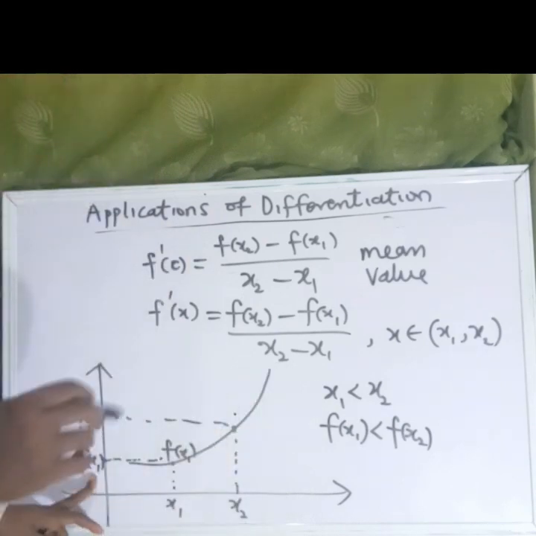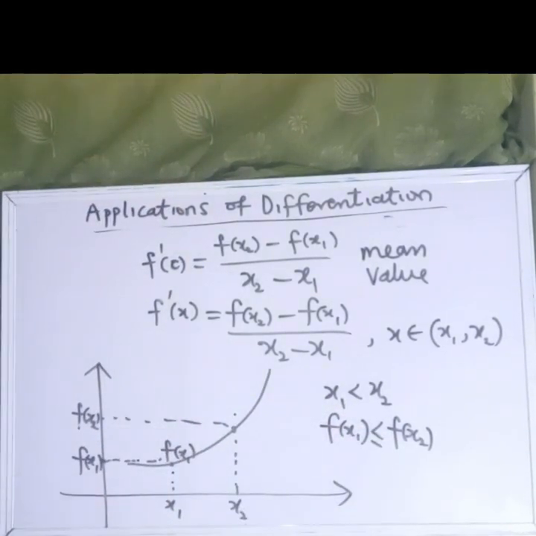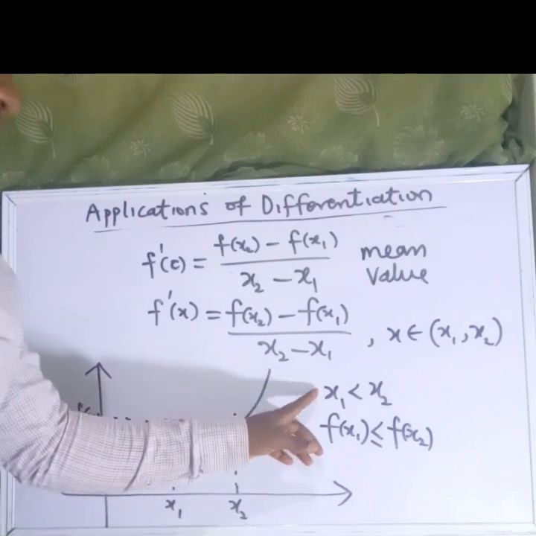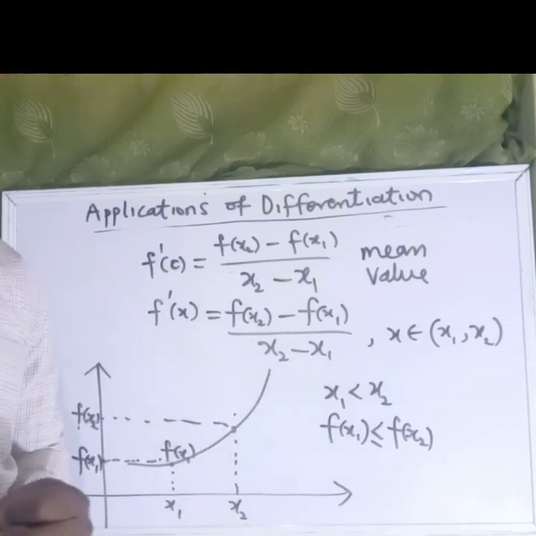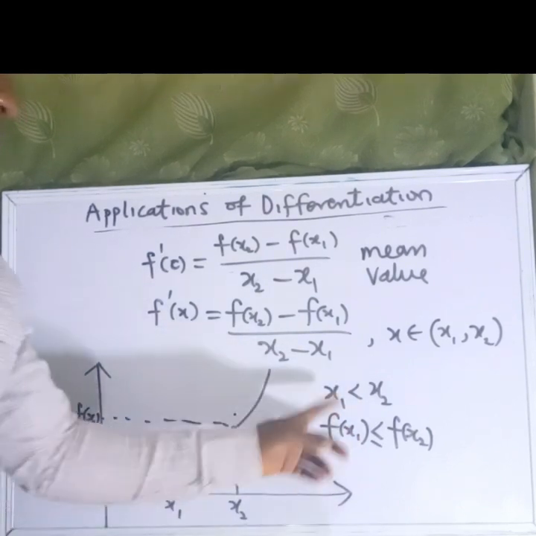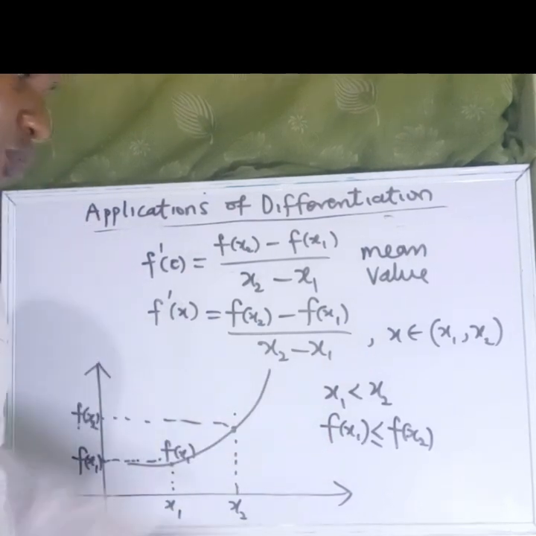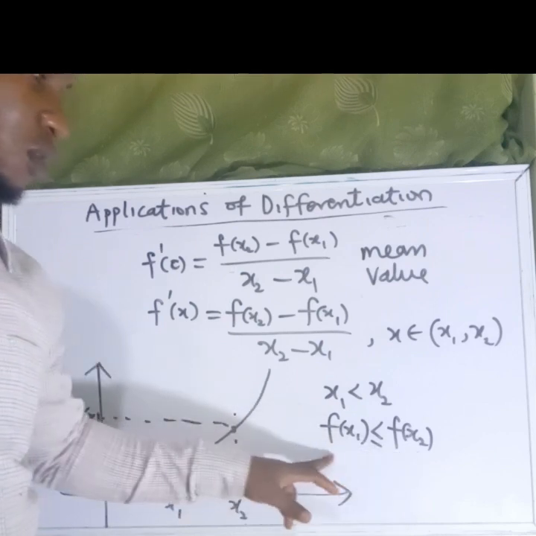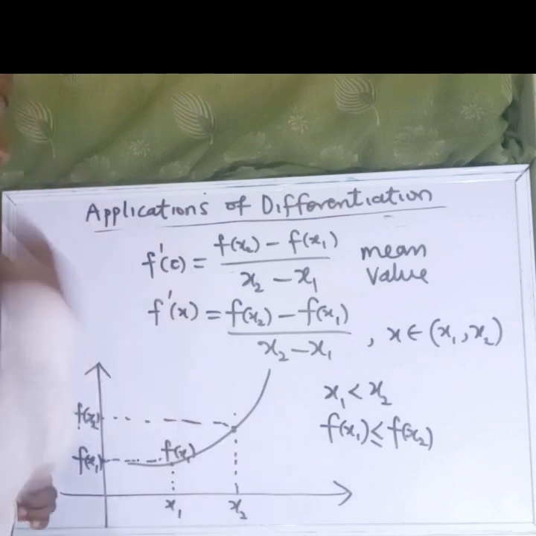Okay, or use the with equality. Okay, so if x1 and x2 are two distinct points in a particular interval, and we have a function which satisfies this condition, such a function will be an increasing function. But this is where we are going.